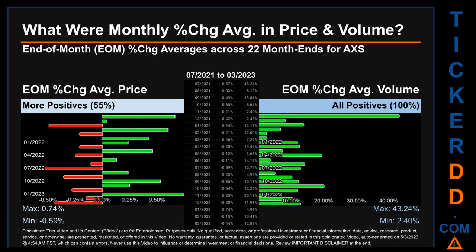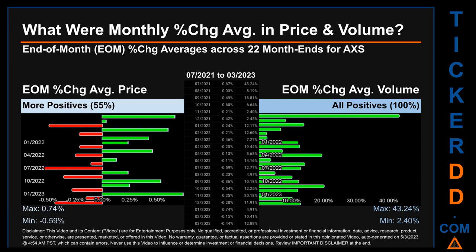What were end-of-month percentage change averages in price and volume for AXS? The monthly average of percentage change in price and in volume were calculated for each of the 1-month ends. That calculation took daily percentage changes and averaged them for each given month. If a month end came out negative, then it means that the month summarily saw a negative change.